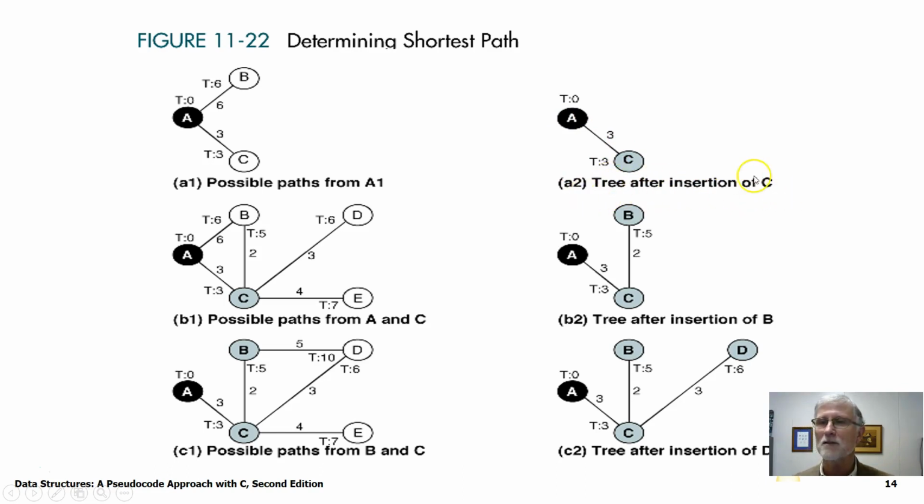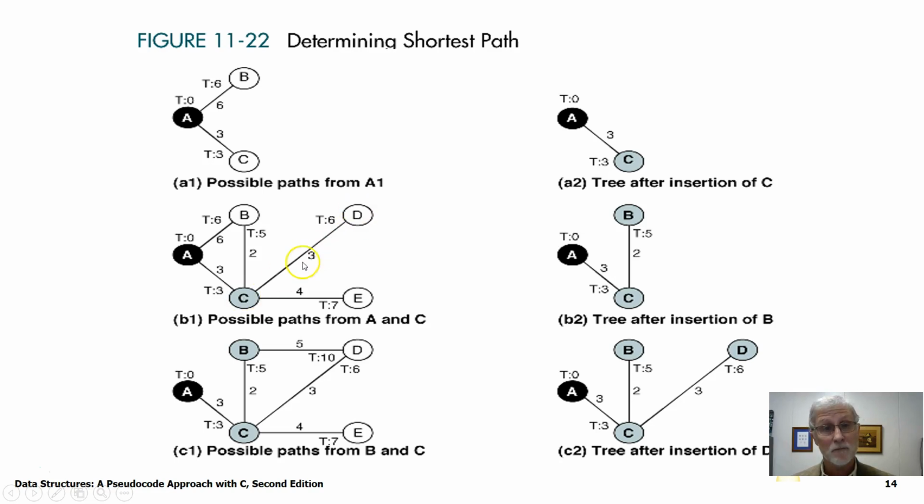insert C, and now I want to look at all the possibilities. What are the total costs to get to C? Well, C, I've got multiple links. I'm always going from a particular source. So the cost to go from A to B through C: I've got the total cost 3 here, plus that gives me 2, so it gives me a total cost of 5.